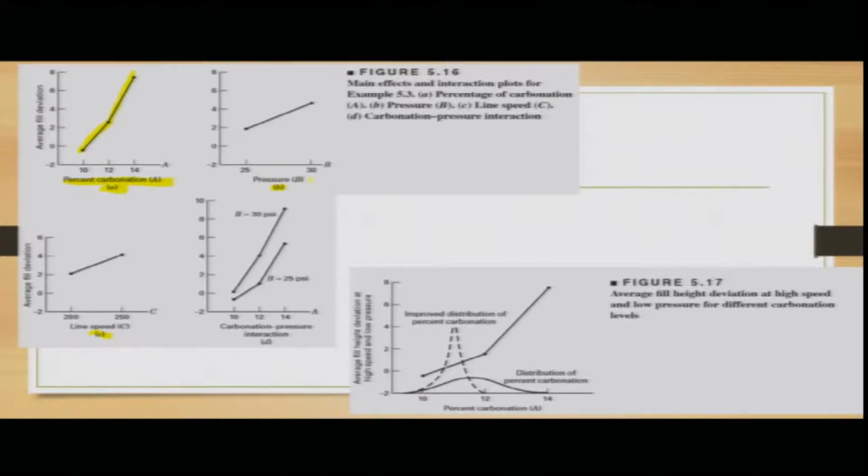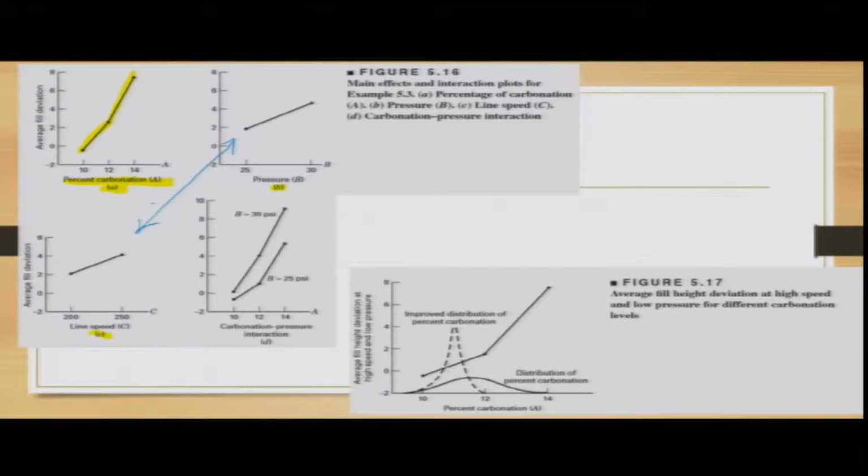Similarly, if I consider the pressure, it increases from 25 to 30, while the average fill deviation changes from 2 to almost about 4.75 or 5. And if I consider the line speed changing from 200 to 250, the average fill deviation changes from 2 to almost about the same value as you found for the pressure. So in these 2 diagrams, the rate may be different, but the change in the value on the y axis, which is average fill deviation, is almost the same.